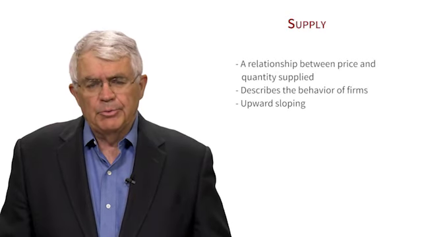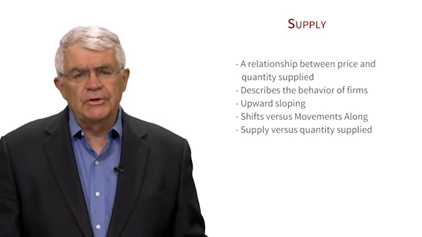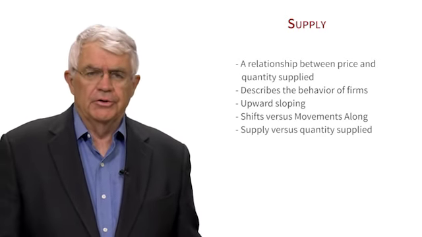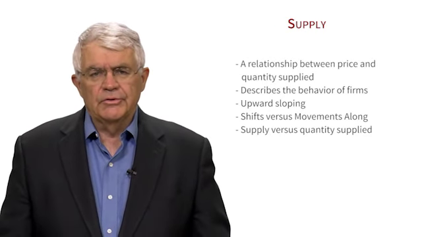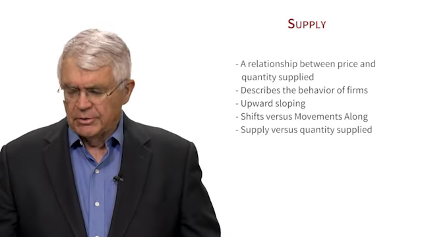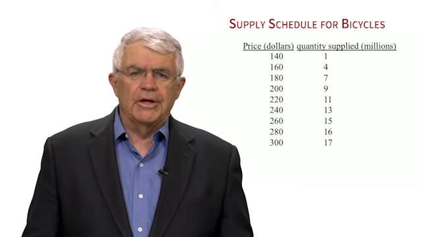The relationship will be generally upward sloping, unlike the demand curve, which is downward sloping. But we also want to consider shifts of the curve and movements along the curve. It's very important to distinguish those two, as was the case of demand. So let's get started with an example, again sticking with this bicycle market that we've looked at already.